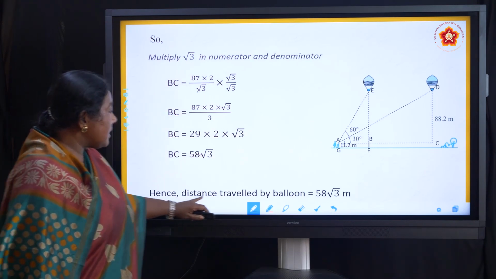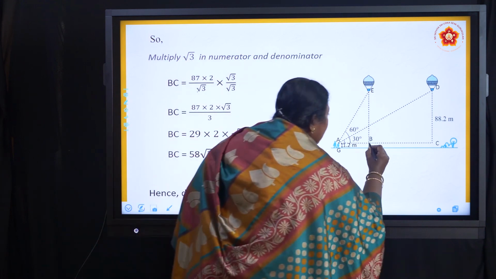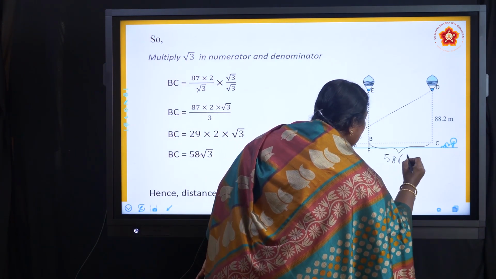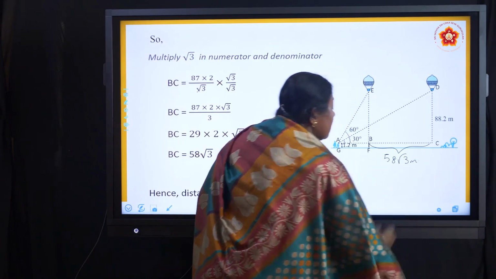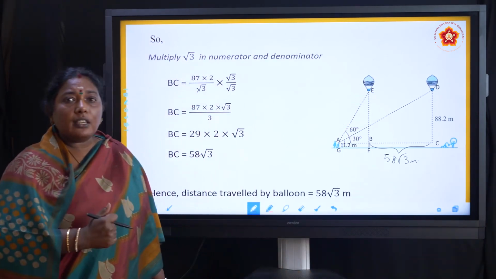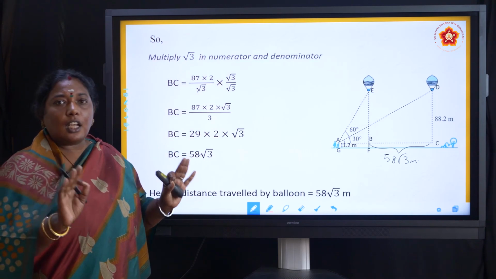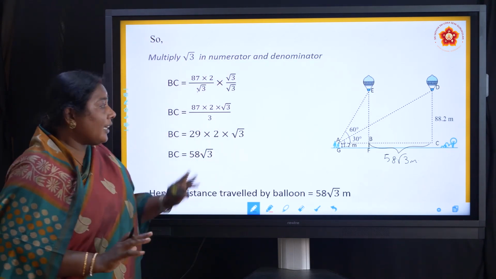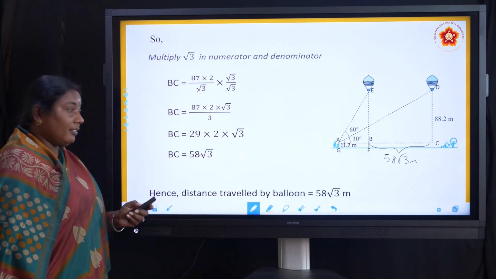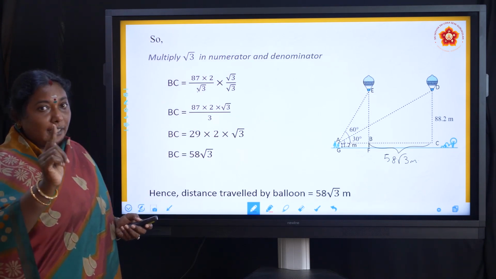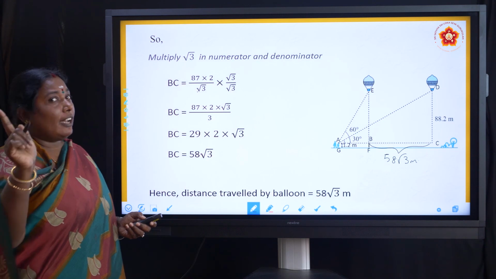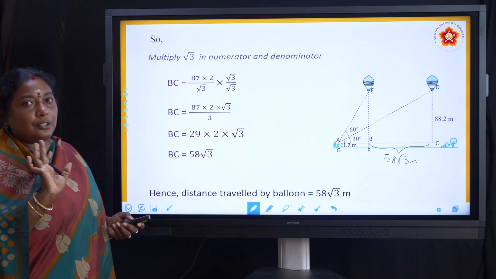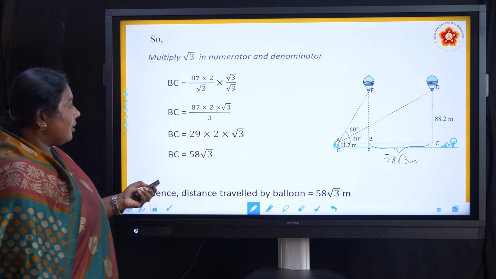So the distance travelled by the balloon, the BC part, is 58 root 3 meters. So root 3 meters means how can I find? Don't think about that. Root 3, keep it as it is. You don't have to think too much about those root 3 values. The one thing we have to keep in mind is we should never keep the root value in the denominator. That's all. For that we are doing the rationalization.